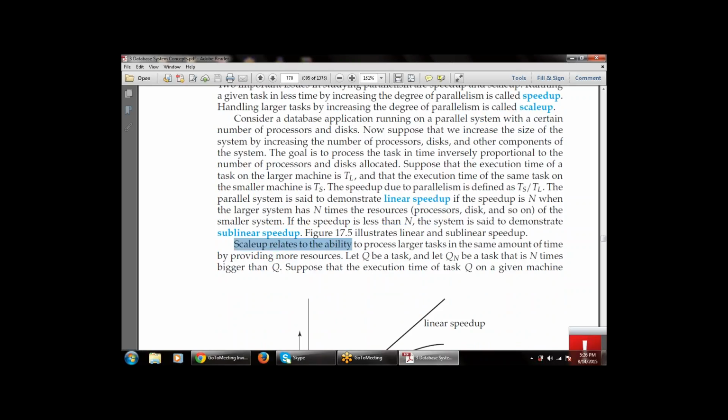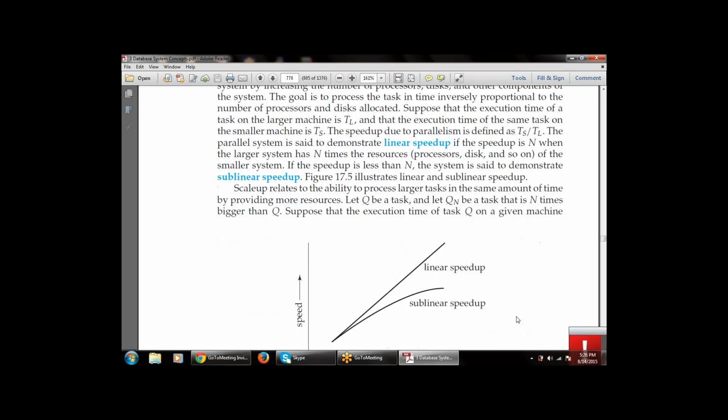Scale up relates to the ability to process larger tasks in the same amount of time by providing more resources. That is, scale up means adding more tasks, adding more functionality. Let Q be a task and Qn be a task that is n times bigger than Q. Suppose that the execution time of task Q on a given machine is available.